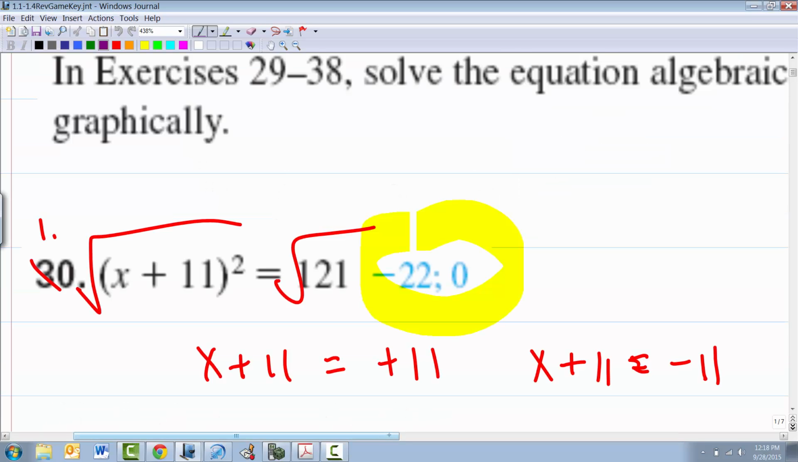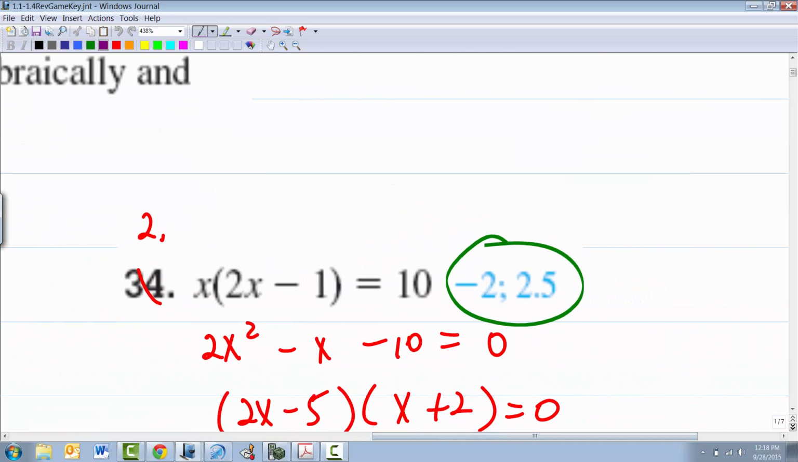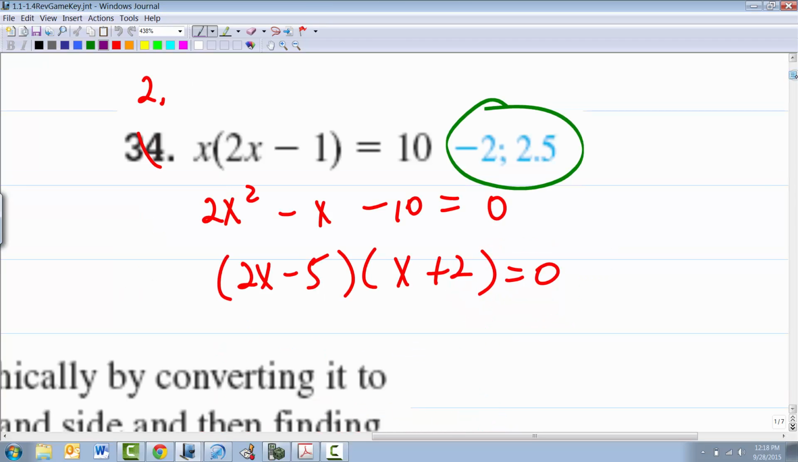Okay, so here's the next one. You actually have to distribute, subtract, and then refactor to get -2 and 2.5. There is no 10 product rule. This is one I think I had in the notes back in the day.